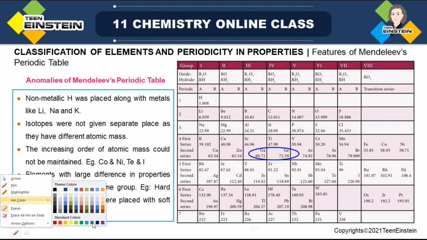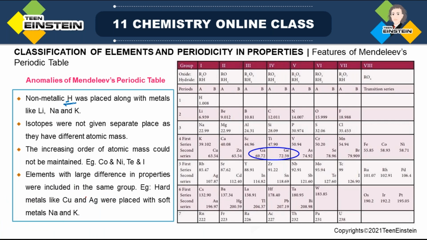Here, non-metallic hydrogen was placed along with metals, for example lithium, sodium, potassium. See, hydrogen is here in the same group as lithium, sodium, potassium. But hydrogen is a non-metal, so it should not be present with these metals. The next point is that isotopes were not given a separate place, as they have different atomic masses.